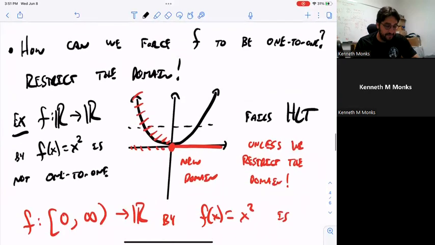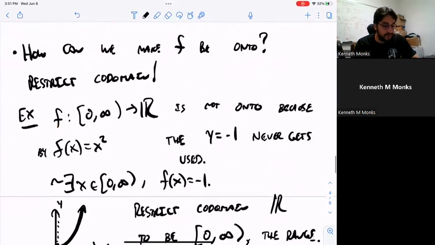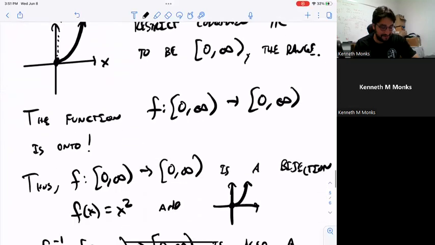So how then do you make such an f that maybe wasn't initially a bijection? How do you turn it into a bijection? Restrict the domain to get it to be injective, and restrict the codomain to get it to be surjective. Then you can write down f inverse and you'll have a nice function for f inverse.